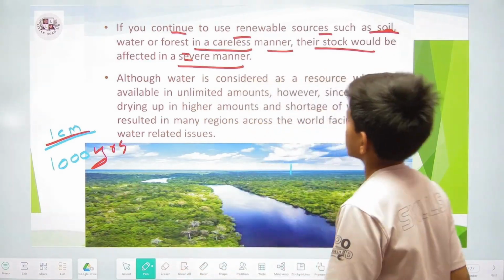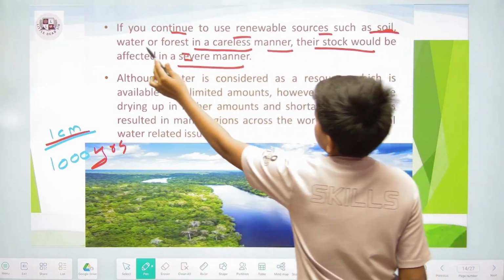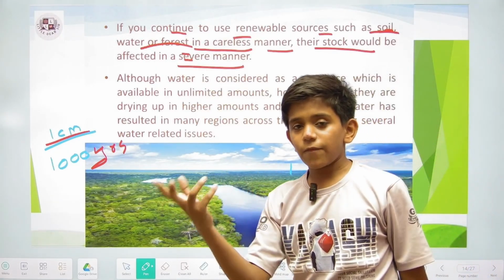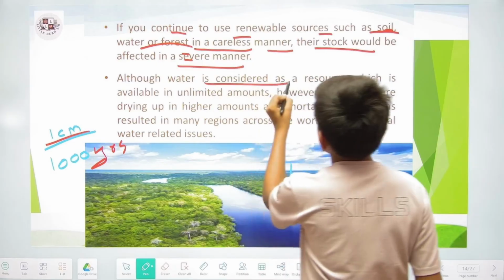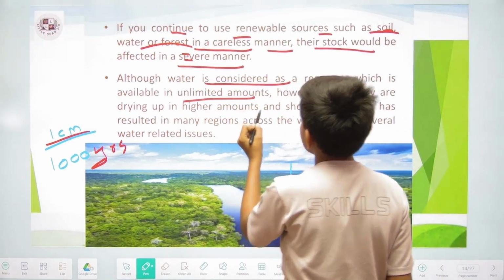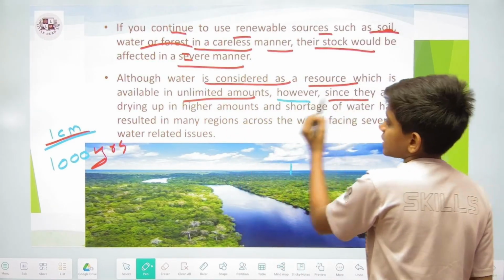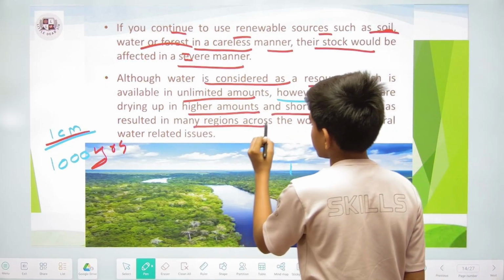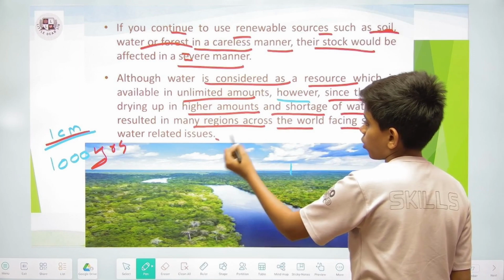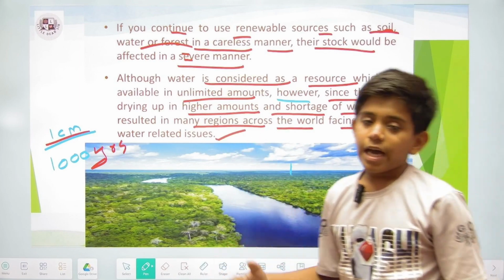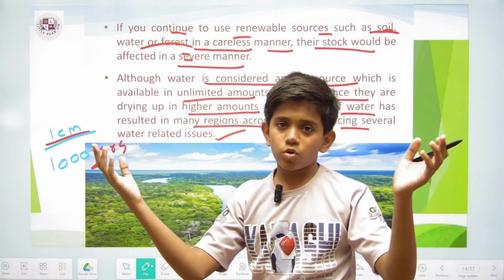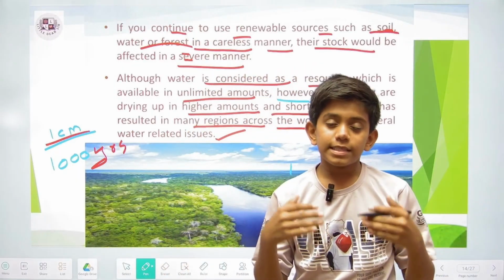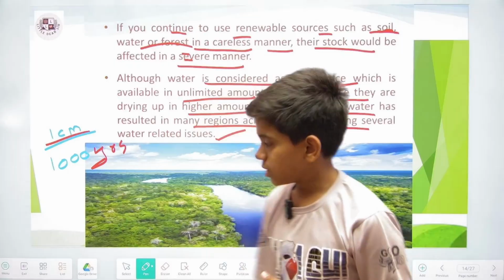Forest or water, if you use them in a careless manner, will also get affected. Although water is considered a resource which is available in unlimited amounts, since it is drying up in higher amounts, the shortage of water has resulted in many regions across the world facing several water related issues. Africa has too many water issues, like scarcity of water, so you should use water very sincerely and carefully.